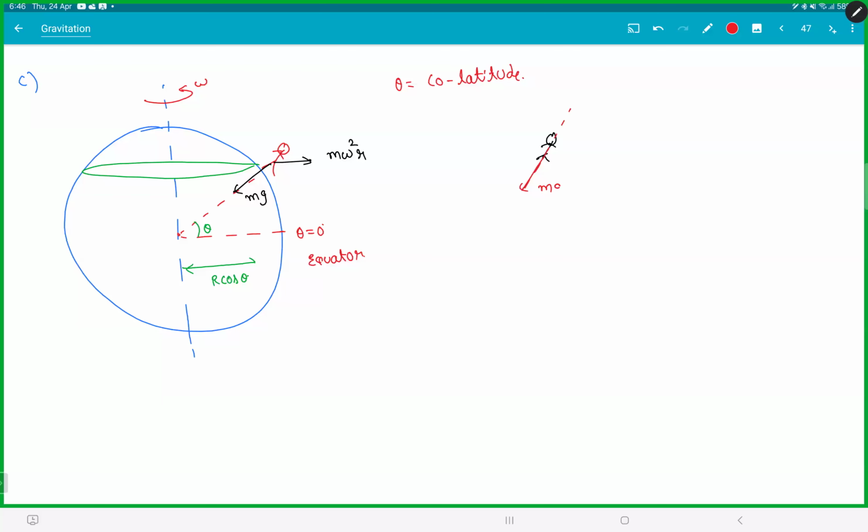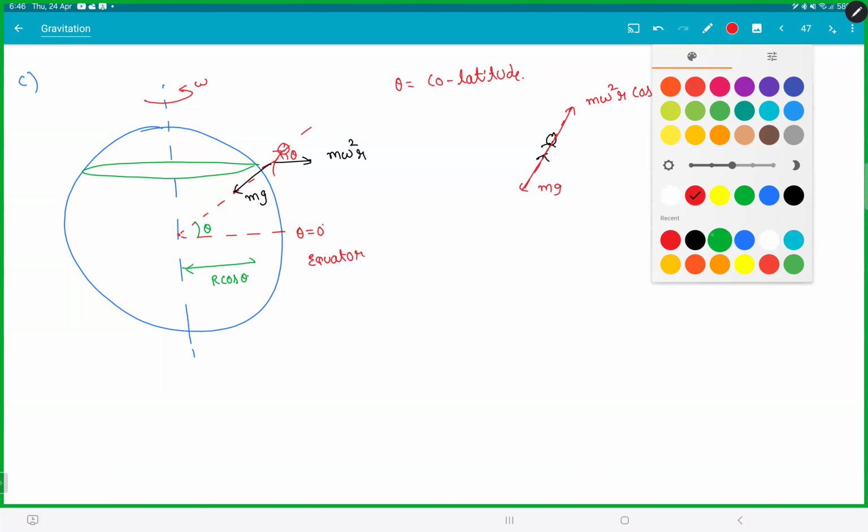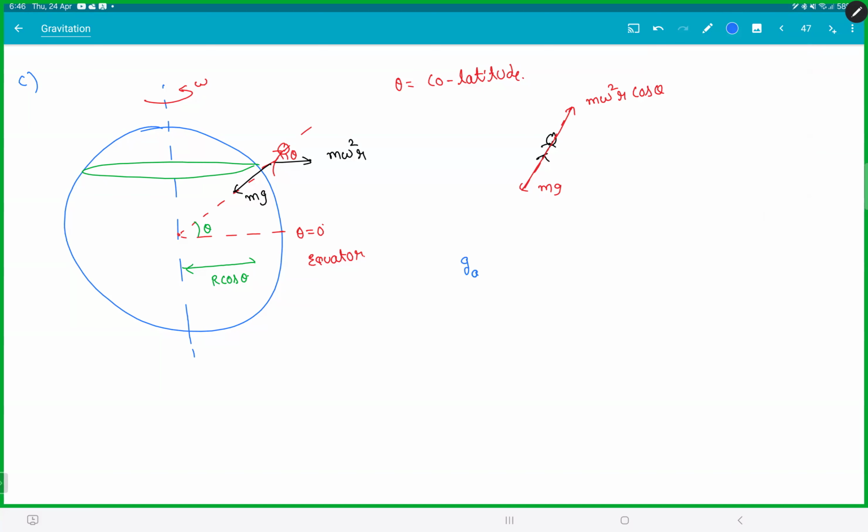This will be your mg. This component will be m omega square small r cos theta. So this person will see g apparent as g minus omega square small r cos theta, but small r is capital R cos theta. So this turns out to be g minus omega square R cos square theta. Be careful, it's a cos square theta. You get one cos theta because of the radius and one cos theta because of the force component.